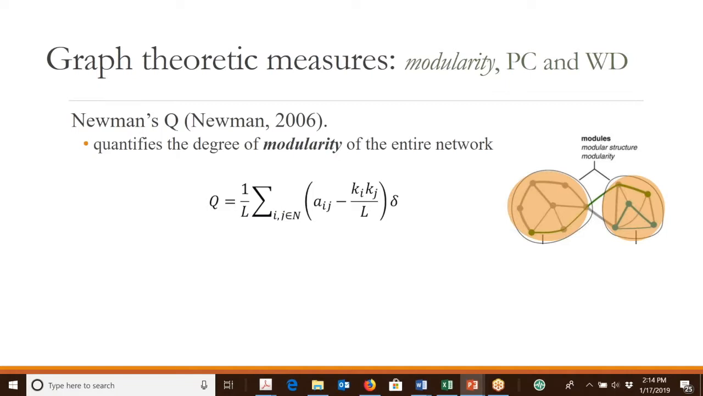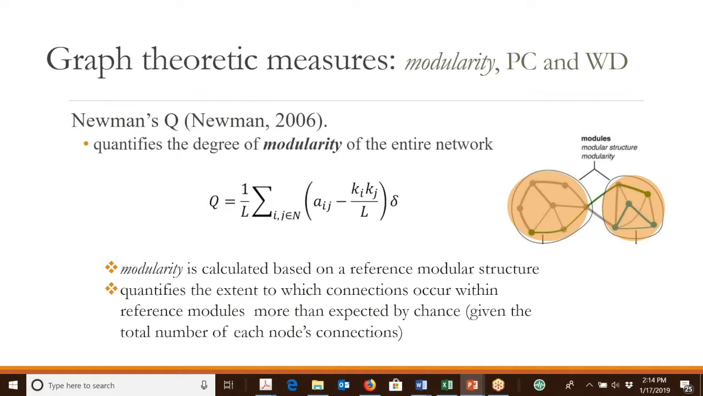I'm not going to go through the formula, but the thing to understand about this modularity measure is that it's a single value that quantifies the degree of modularity of an entire network. So one could get a Newman's Q for this entire network or for the entire brain. What Newman's Q does is it assumes a reference modular structure, and then it quantifies the extent to which the connections in your sample network, the network that you're going to evaluate, occur within the reference modules, the modules that are in your reference network, more than you would expect by chance.